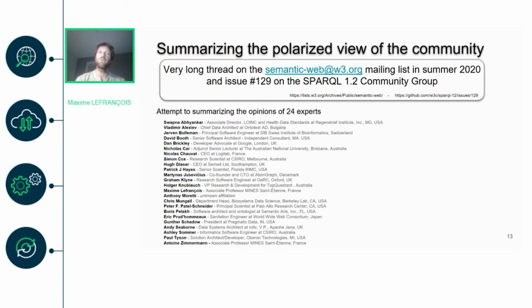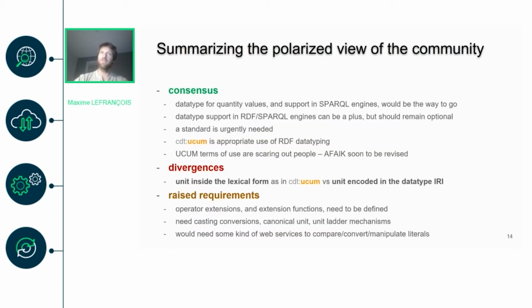And also an issue, a very long issue with 60 comments already, number 129 on the SPARQL 1.2 Community Group GitHub repository. I will attempt to summarize the opinions of the following experts, so 24 experts from the Semantic Web community. Of course, this is only a partial view, and I chose to focus only on the aforementioned threads and issue. But this already gives us some general lines, general ideas.